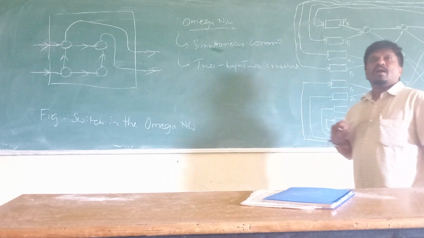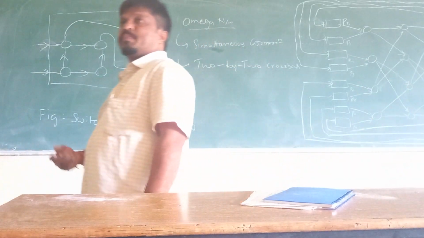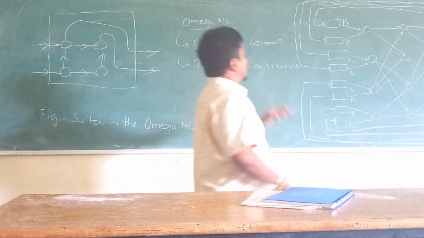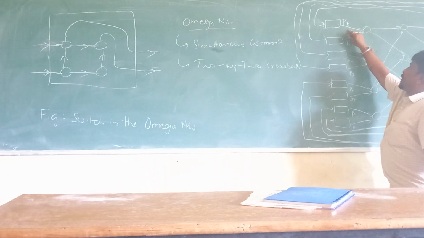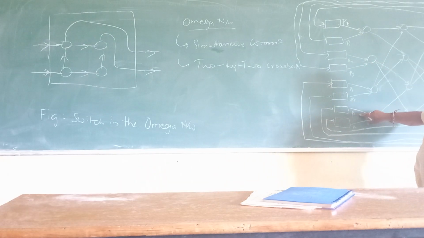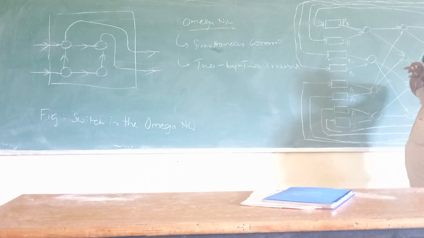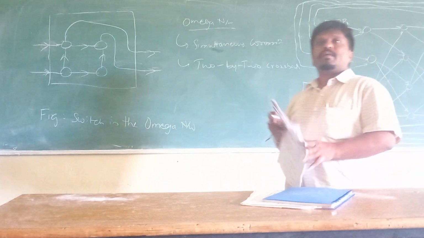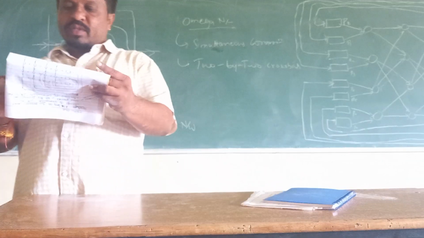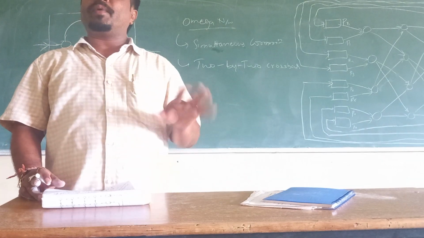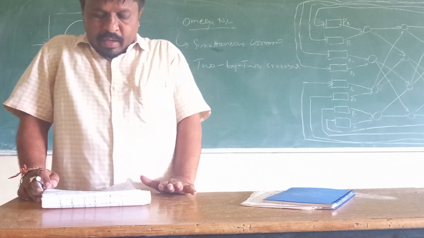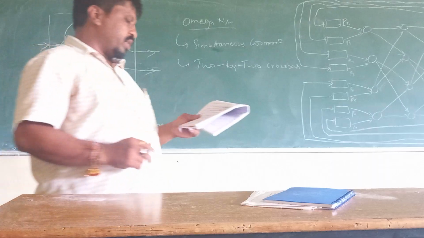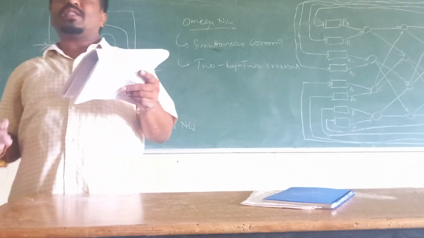Here the crossbar switch provides simultaneous communication. But the omega network will not, because if you communicate P0 to P6, it cannot simultaneously communicate P1 to P7 at the same time. Omega networks are less expensive compared to crossbars. This is the main advantage. Crossbars cost more, but omega networks are less expensive.